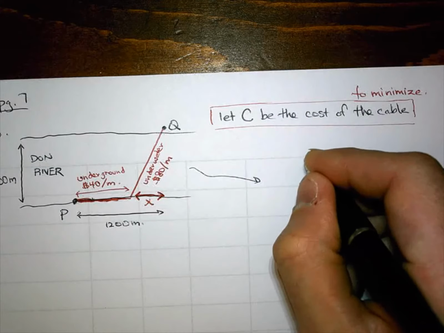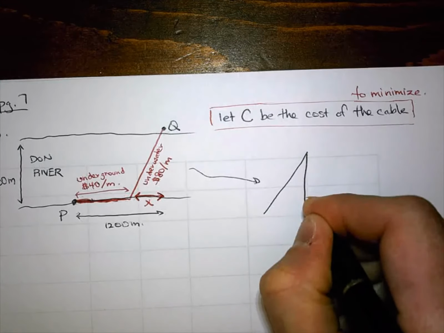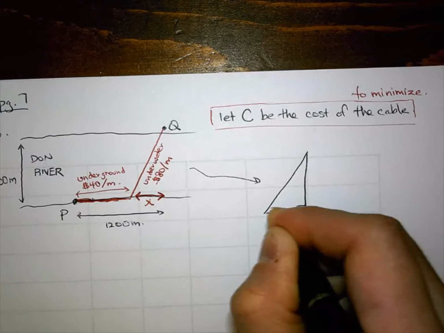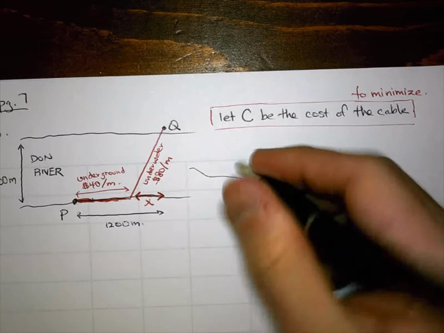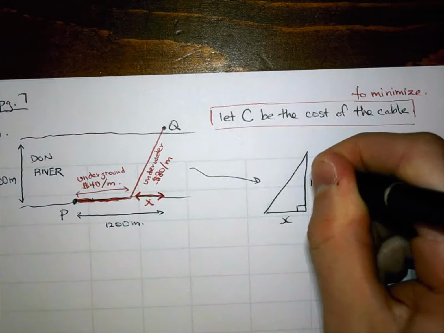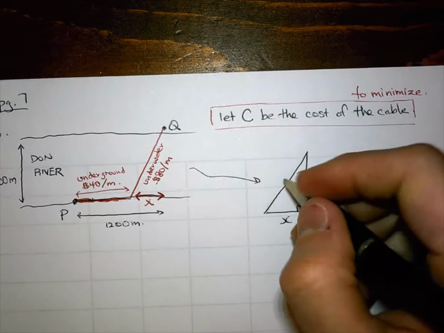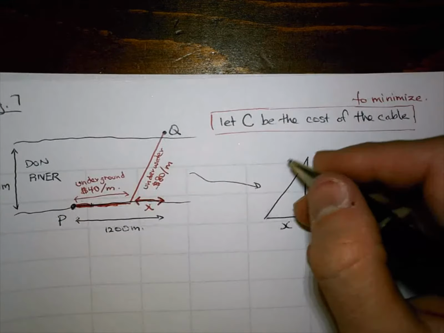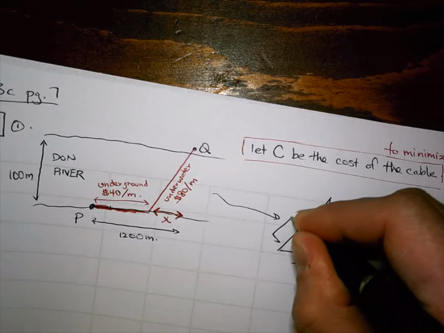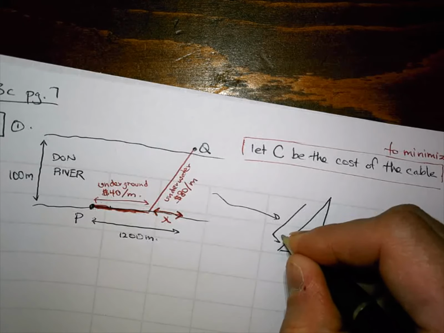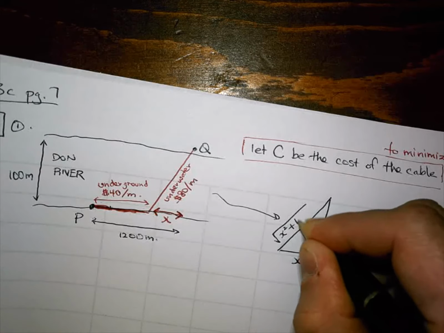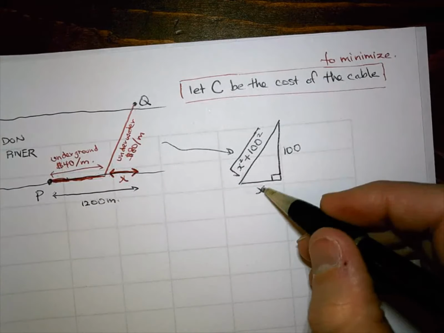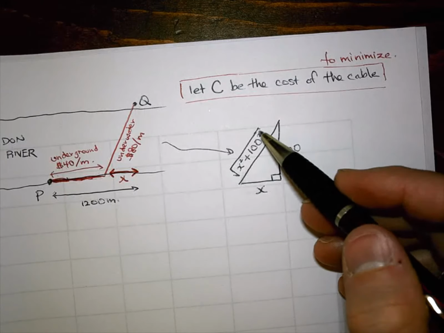we now have a triangle shape, a right triangle. This distance is x. This length across is 100. So this distance is the hypotenuse. If you use the Pythagorean Theorem, this is the square root of x squared plus 100 squared. X squared plus 100 squared equals this squared.